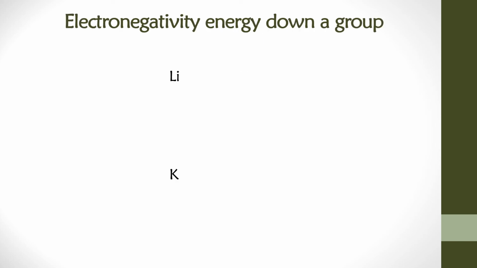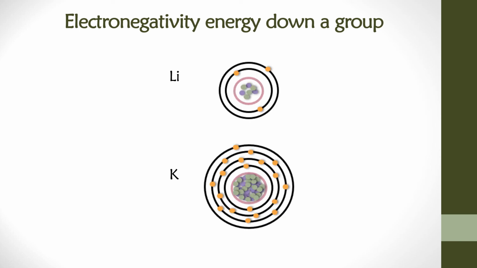Let's talk about their trends. Once again, let's compare lithium and potassium. This is what lithium looks like. This is what potassium looks like, very, very large compared to lithium. And if you go to Table S and look for the electronegativities for lithium and potassium, these are the numbers that you get. So why is that? Why is the electronegativity decreasing as we go down the group?